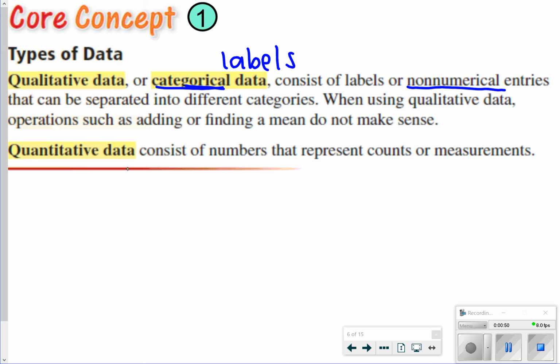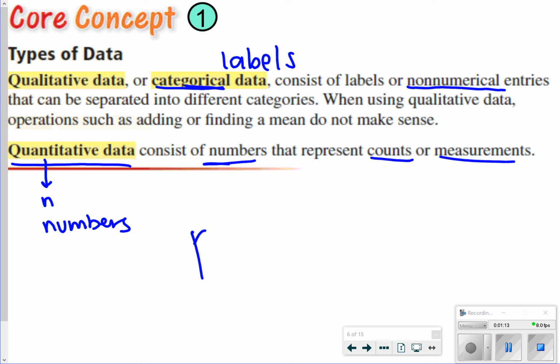On the other hand, we have quantitative data, and the way I like to remember this is quantitative has an N in it, and N stands for numbers. And that does consist of numbers that represent counts or measurements. If the numbers don't represent counts or measurements, then it would not be considered quantitative data.